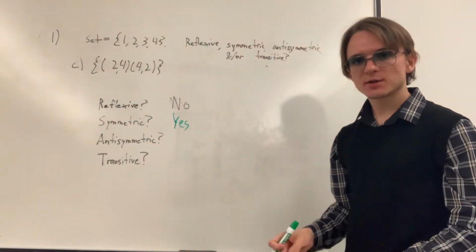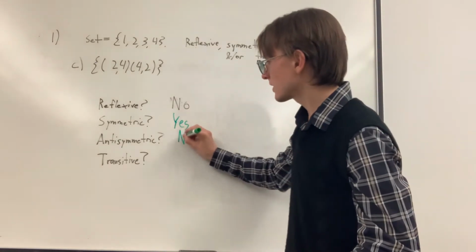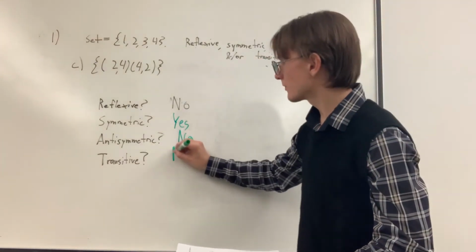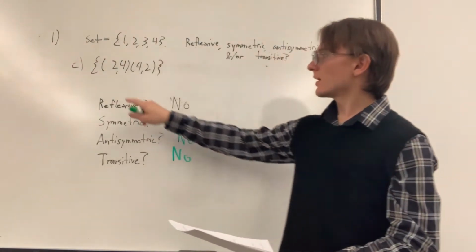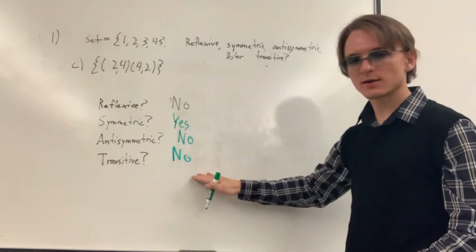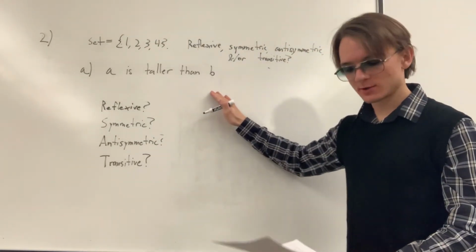Is it antisymmetric? Well, for the same reason it's symmetric, it's not antisymmetric. Is it transitive? No. We have 2, 4 and 4, 2, but we don't have 2, 2, so it's not transitive.